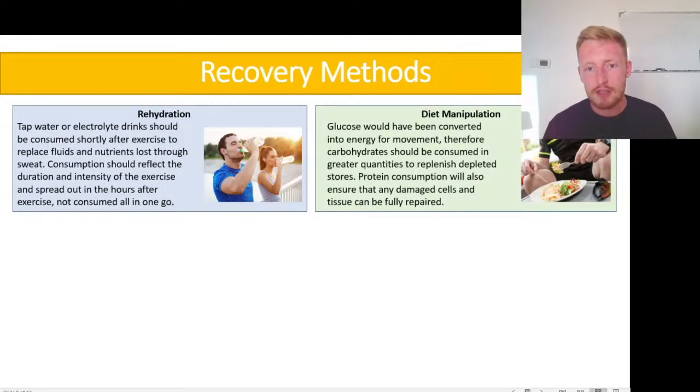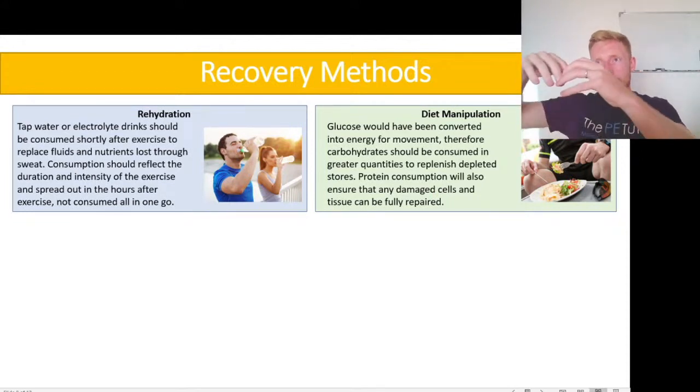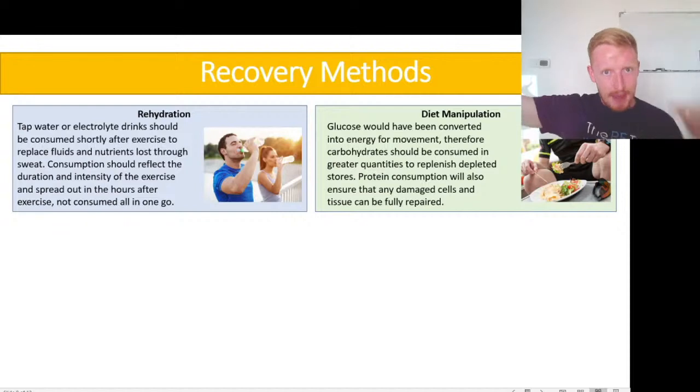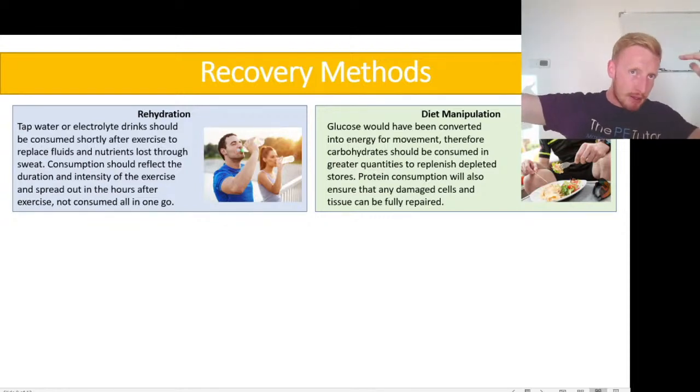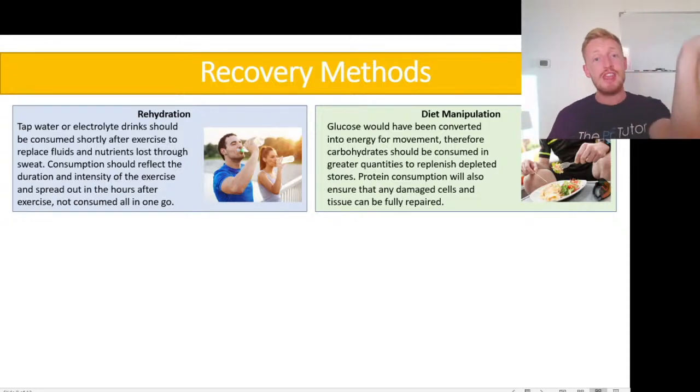Second, we have diet manipulation. So glucose, looking at the top one here, glucose would have been converted into energy for movement. Therefore, carbohydrates should be consumed in greater quantities. So here we're talking more about the macronutrients. If we've moved a lot, then we would have drawn from our glucose supplies. So we've moved more, we've consumed our energy stores. If we want to move again in the future, then we need to replenish the energy stores.